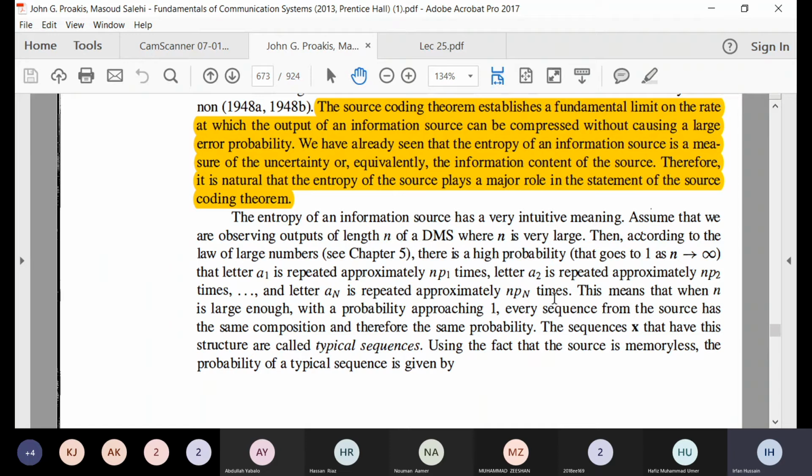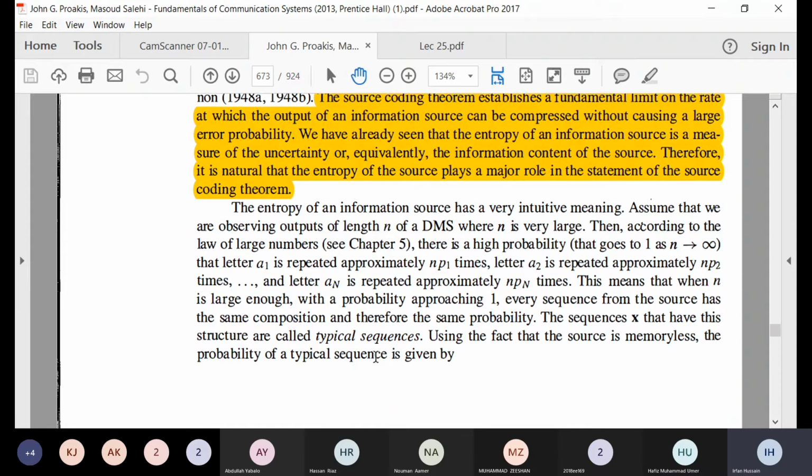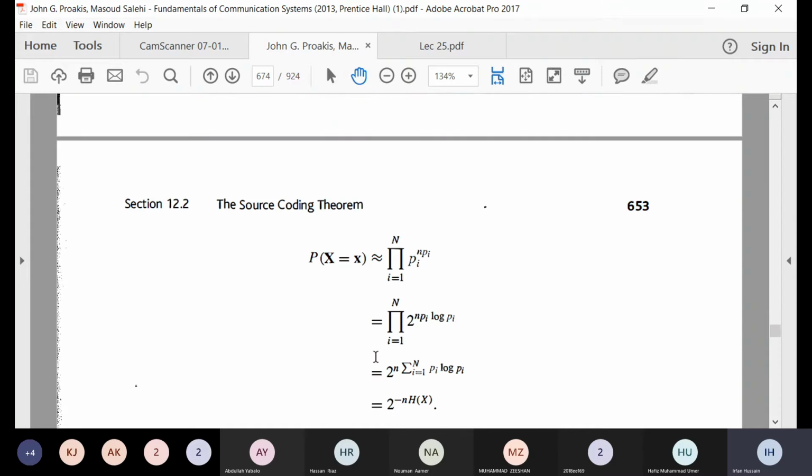So we are trying to go to a typical sequence, the sequences that will mostly occur as n tends to infinity. So the probability of my sequence as n tends to infinity will be the product of the probabilities of the individual alphabets. Their probability is pi, but they will be occurring n pi times, so it will be pi to the power n pi, and product with all of the other terms.